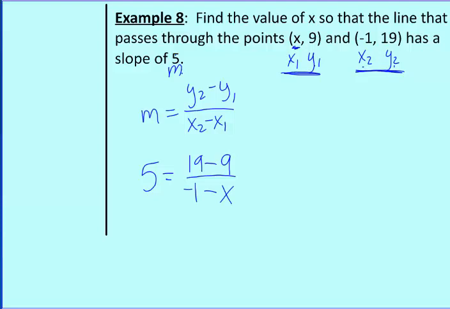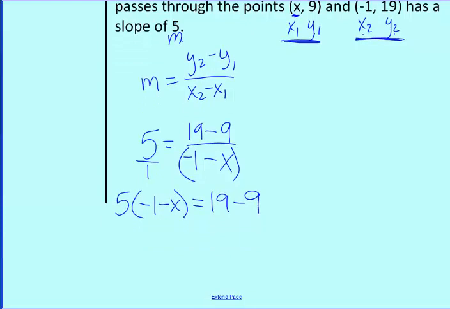Now, if you remember back to standard 2, when we were talking about proportions, I can make the 5 into a fraction, and we can cross multiply. So 5 times (-1 minus x) equals 19 minus 9. And now it's set up as an equation that you should be able to solve. So we distribute our 5, so 5 times -1 is -5. 5 times -x, -5x, equals 10, because 19 minus 9 is 10.